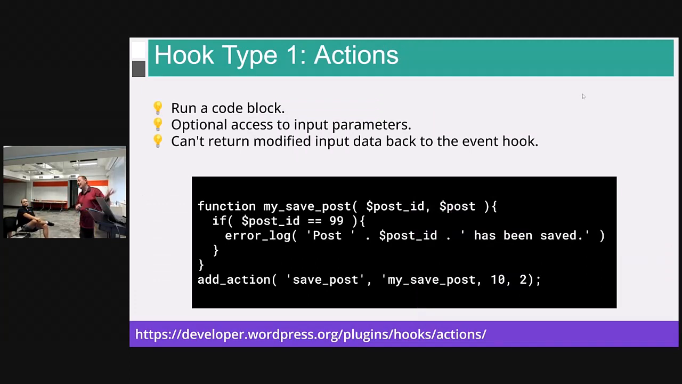There's two types of hooks. One's called action. It runs a code block like this. You have optional access to an input parameter. So you'd have to look at your codex to see what the parameters are. In this instance, I'm using save post as the hook event name. And I'm hooking my function, which is called my save post. And because if I look at the handbook on the codex, it tells me that there's two input parameters. It's called post ID and post. So that allows me within my function to say, if post ID is number 99, then output to the error log, blah, blah, blah. You know, this post has been saved. An example there. So when WordPress is going through its page load, and it gets to the save post hook, it runs my block of code.